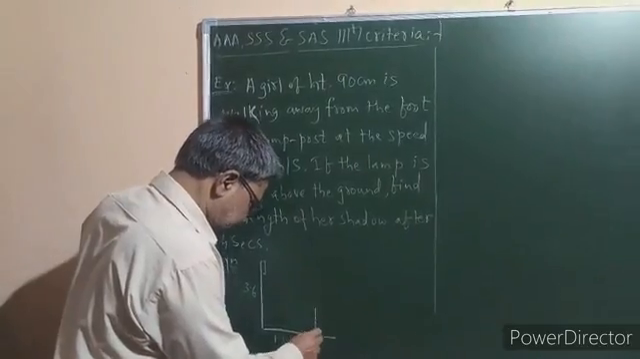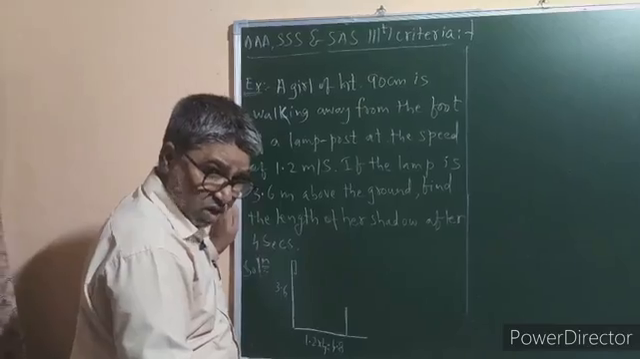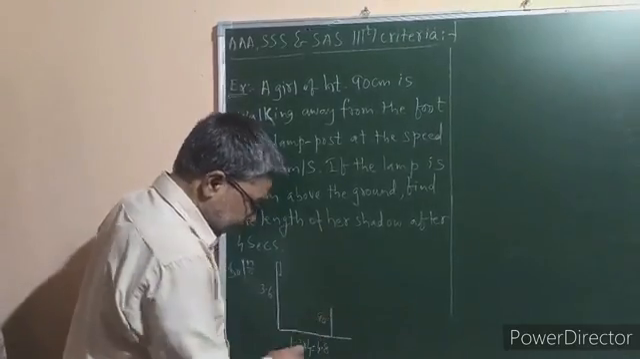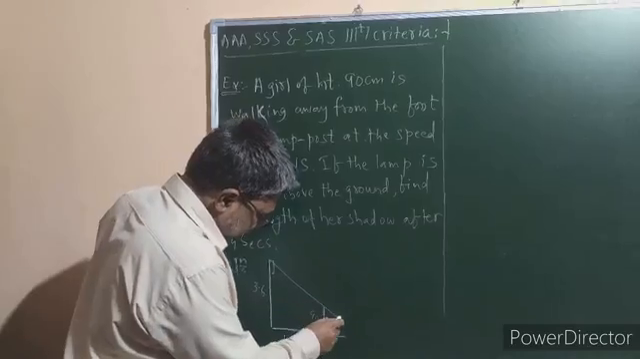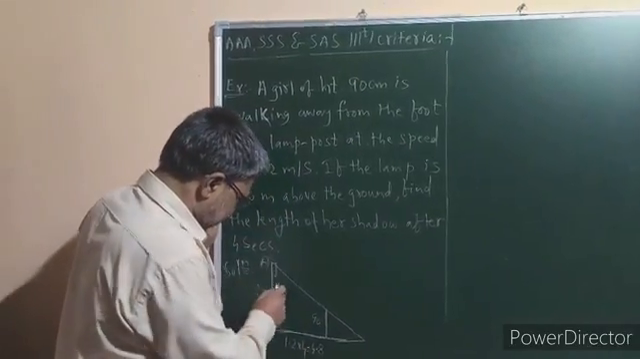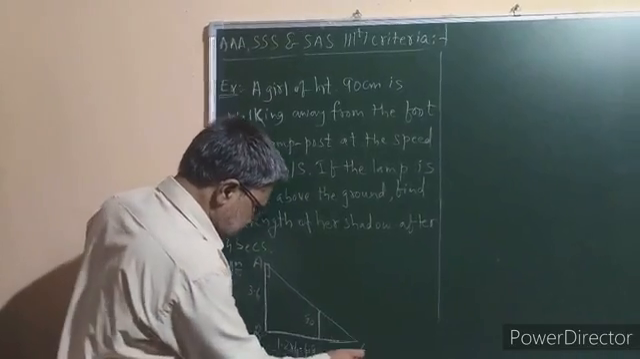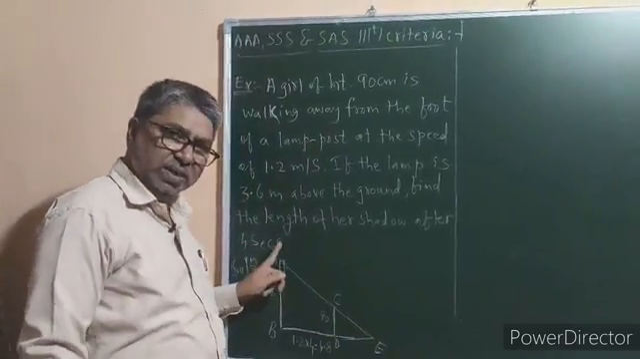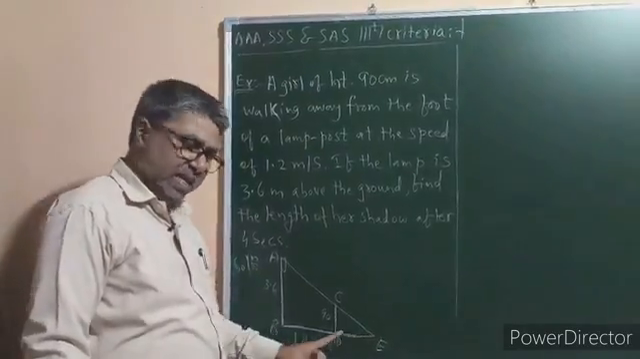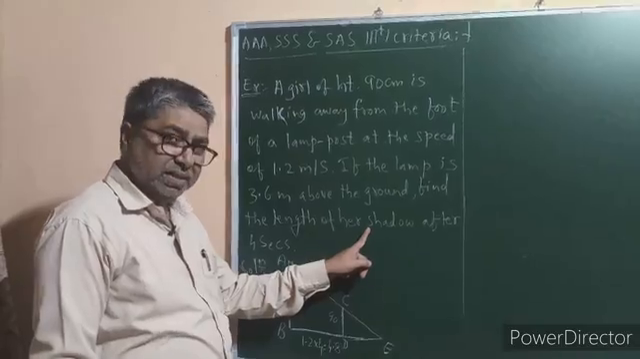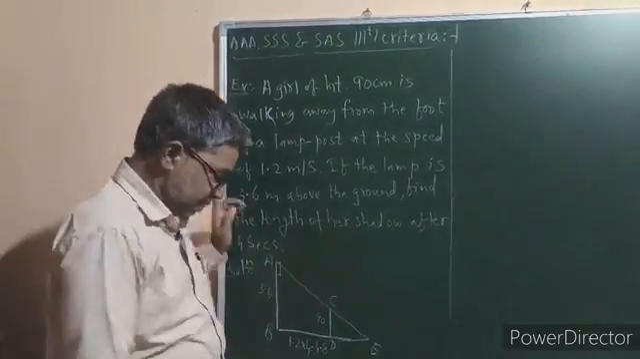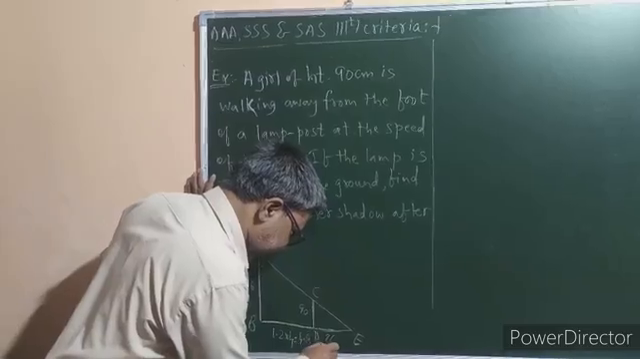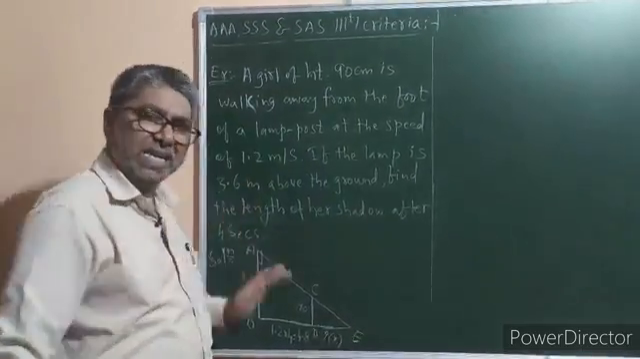Now somewhere the girl is standing directly on the ground. The height of the girl is 90 centimeters. Then you join to get two triangles. Name the triangles ABE and CDE. So in this way, ABE is one triangle and CDE is another triangle. We are asked to find the length of the shadow of that girl, meaning we are asked to find the length of DE. Put a question mark here and let us assume it as X.